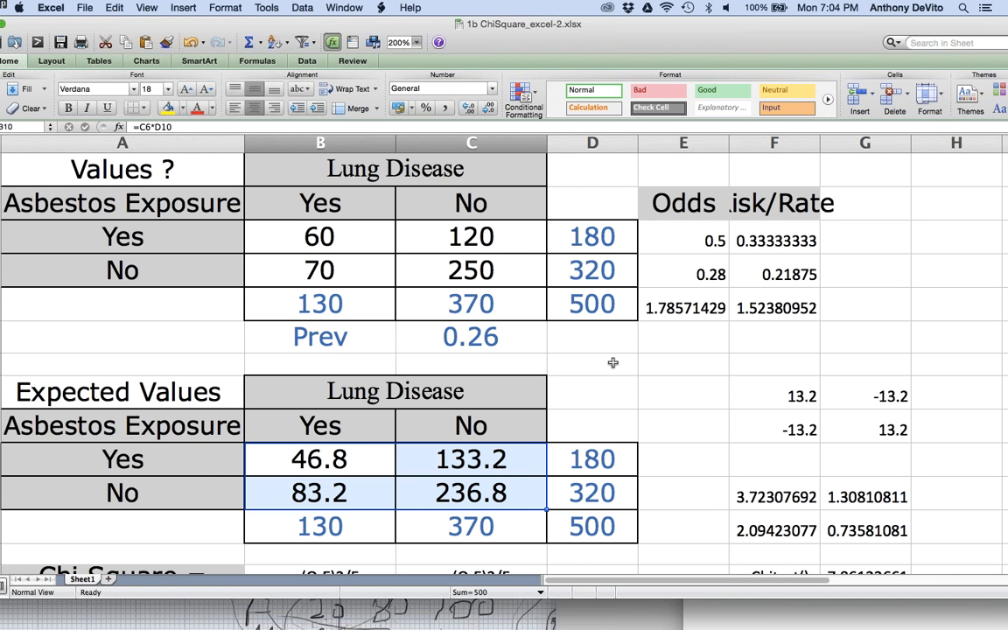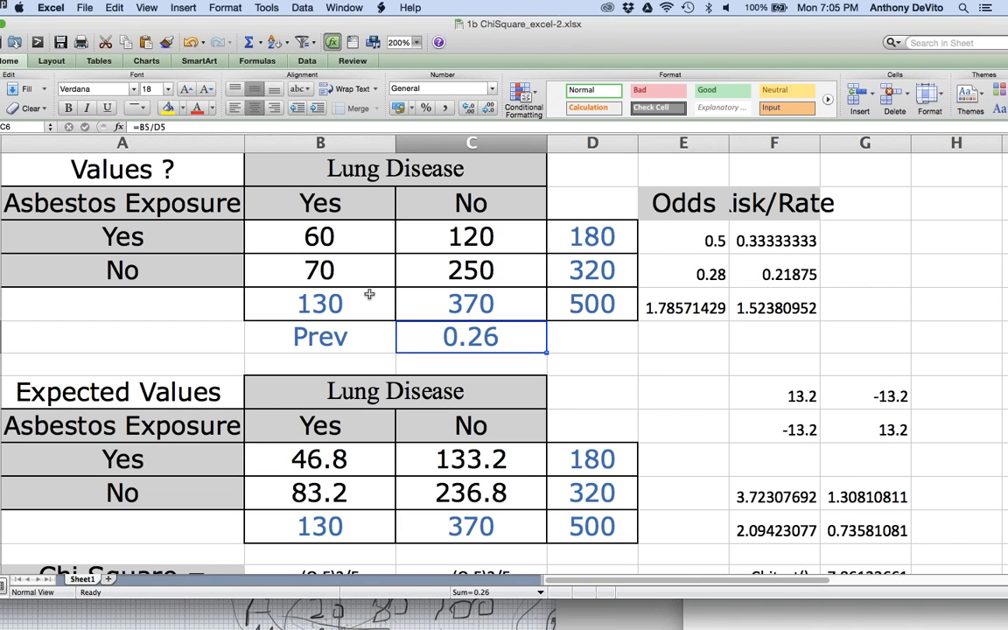First thing I had to do was create this table of expected values. I did that by saying, well, overall, 130 out of 500 people had lung disease in this population, which is a prevalence of 26%. So if I sample 180 people who have asbestos exposure, but it's not causing lung disease, I would expect 26% of them to have lung disease. So 180 times 26% is 46.8, and that would leave 133 that don't have lung disease. For 320, I'd expect the same rate. 26% of 320 is 83.2, and this would be the remainder of the people.